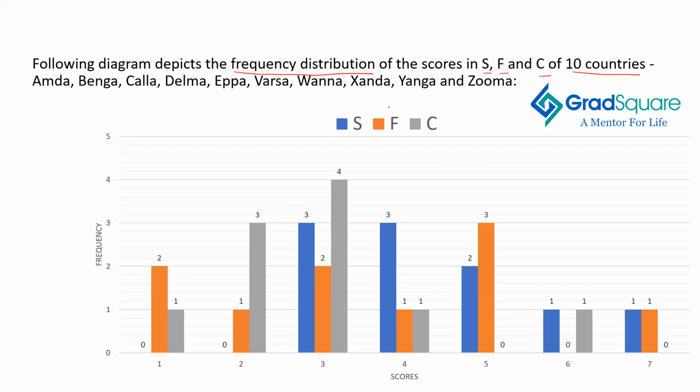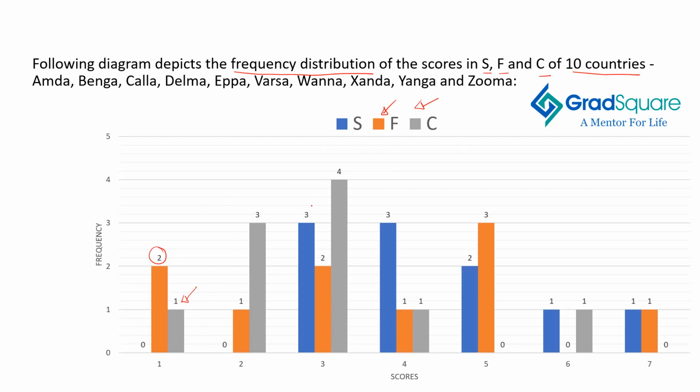If you look at this orange graph here, which is F, you'll see that two of them have got a score of 1 for F, and there is one of them who has got a score of 1 for C, right? And here we also know that for S, nobody gave a score of 1. So for none of the countries is there a score of 1. So it's 0. So this is basically a frequency distribution.